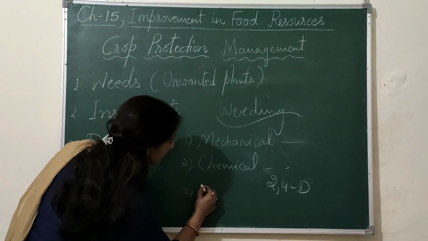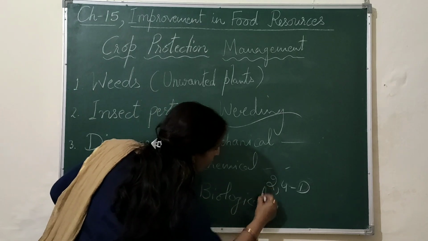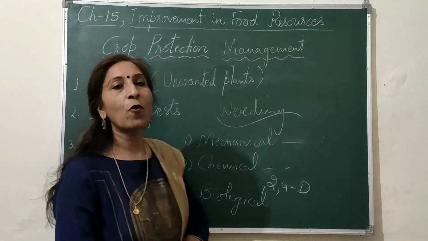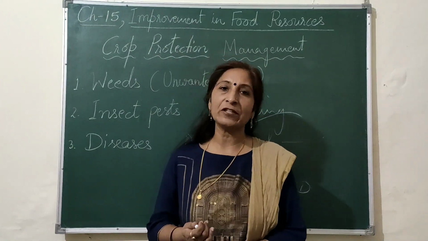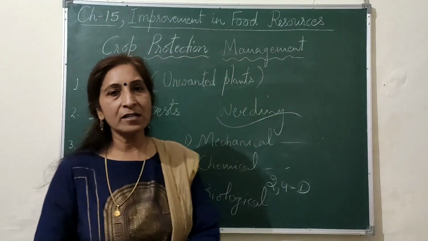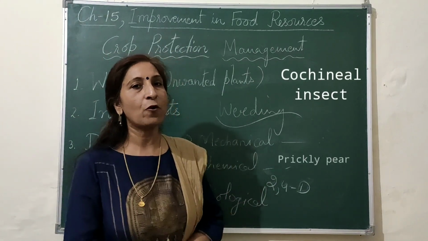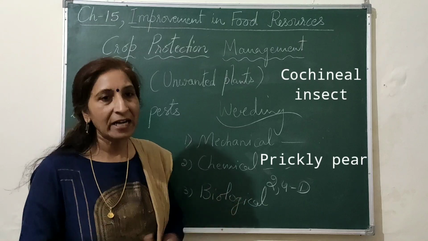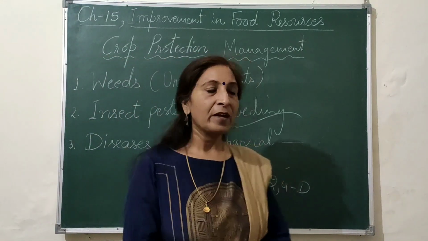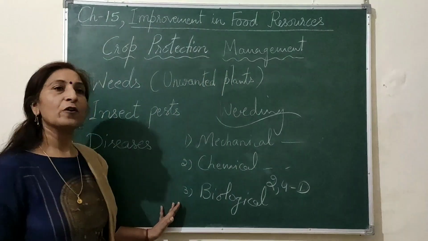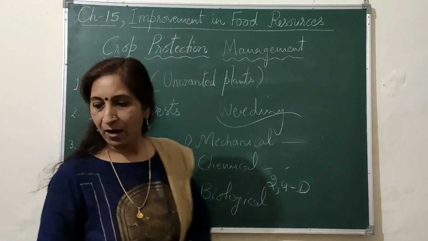Another method is the biological method. In this method, we take help of certain organisms or insects which are deliberately put in the field and they eat the weeds. One example is the cochineal insect. This insect specifically feeds on prickly pear, which is a wild plant, and sometimes it is seen growing in the fields. So by any of these methods, weeding can be done or we can control the weeds.